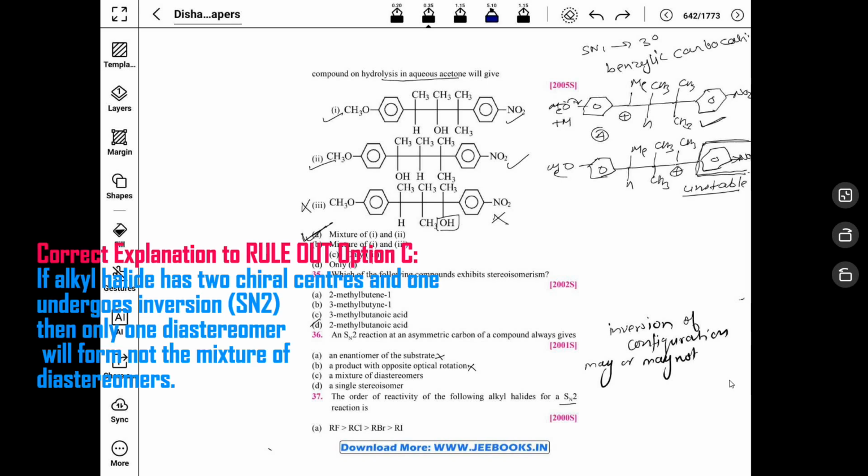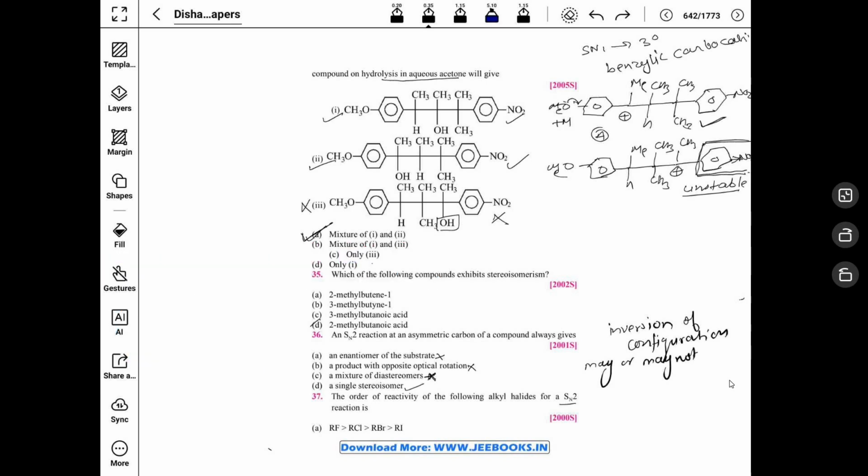A mixture of diastereomers. This is possible when there is one more chiral center. So if there is only one chiral center, then you will get the enantiomers only. So this is also not possible. A single stereoisomer, yes, and that single stereoisomer is the inverted product, with inverted configuration. So the correct answer is D.